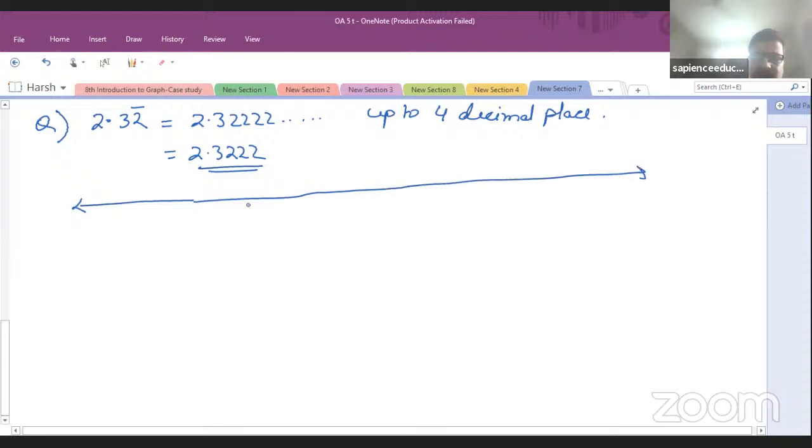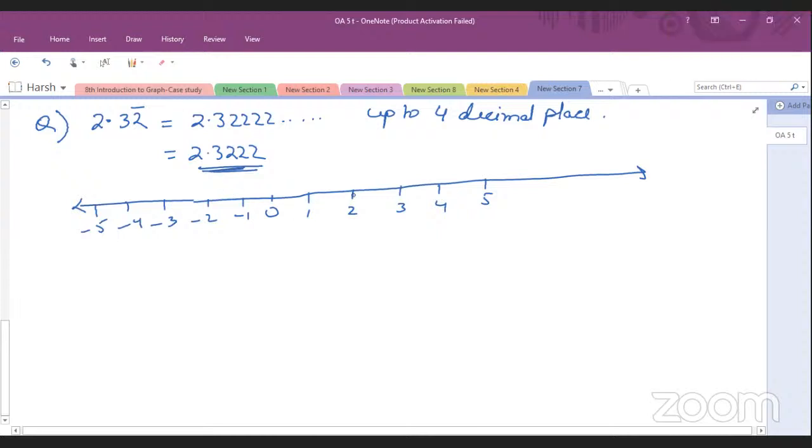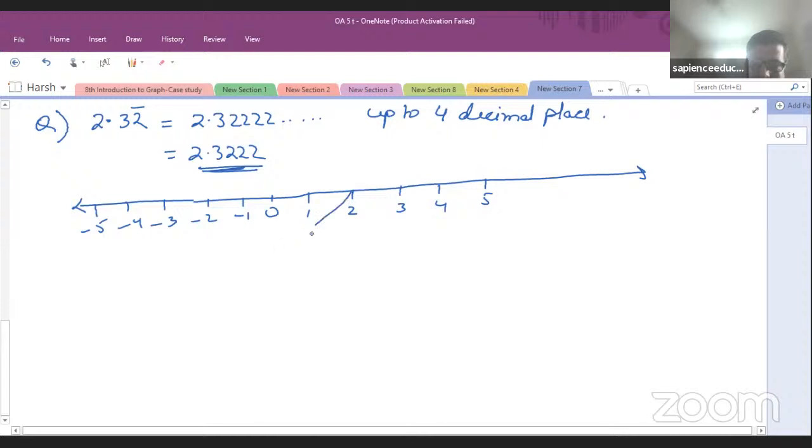So this number we will write 0, 1, 2, 3, 4, 5, and here minus 1, minus 2, minus 3, minus 4. Right, correct. This number lies between which two numbers? So 2 and 3. Very good, 2 and 3. So we will do it like this. We'll draw our next number line.